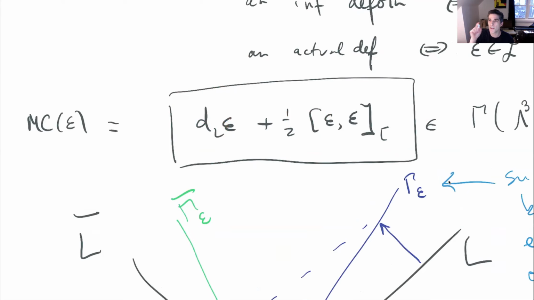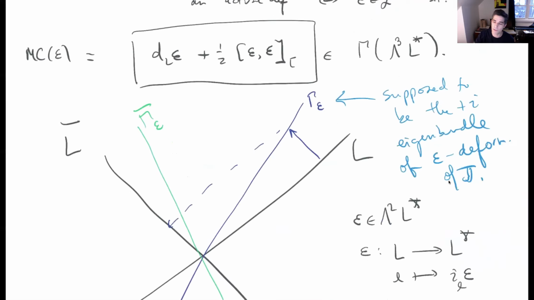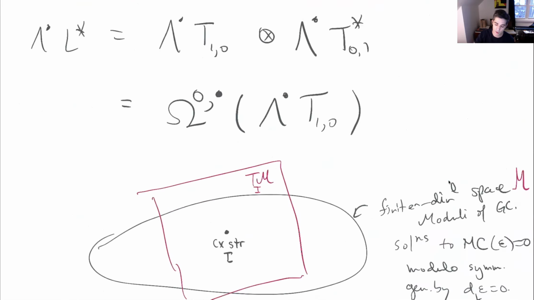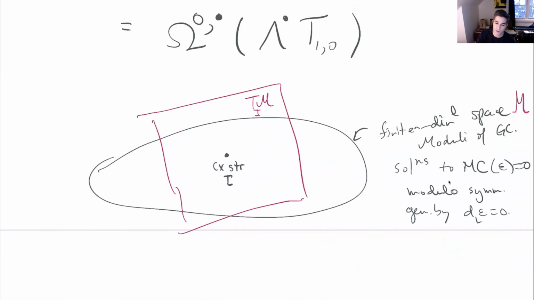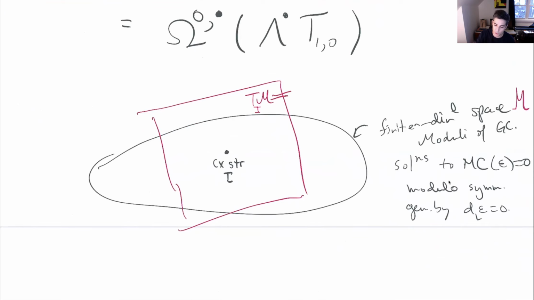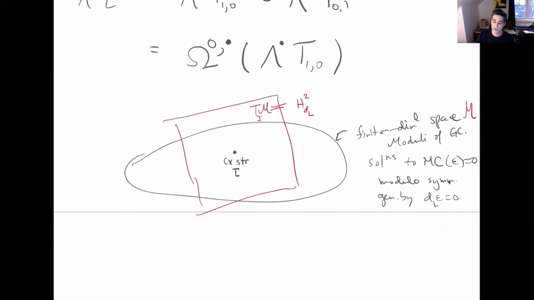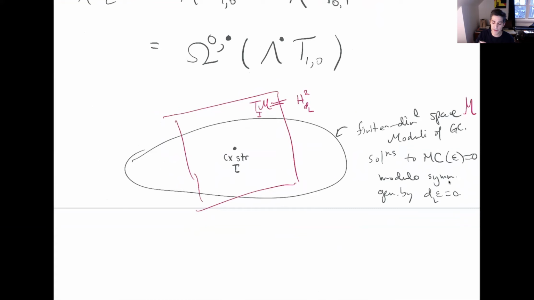So it turns out that the tangent space to the moduli space of solutions to this equation is the cohomology in degree 2, because epsilon is in degree 2. So this tangent space is equal to the second cohomology of this space. Now, you have to be careful that this moduli space may not be smooth.